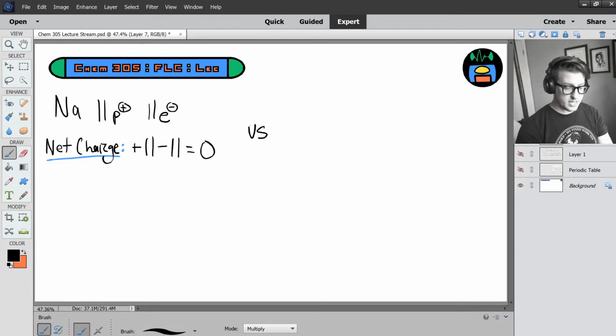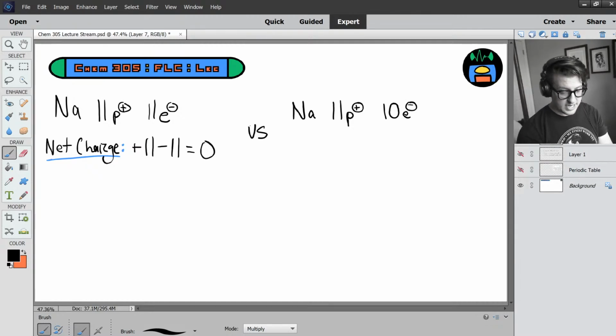So let's compare this to, let's say we have an atom of sodium that's lost an electron. Let's say somehow through some chemical process it has misplaced its electron, maybe left it with its keys in the car. So let's say we've lost an electron. So sodium will always have 11 protons, but if it's lost an electron, that means there's only 10.